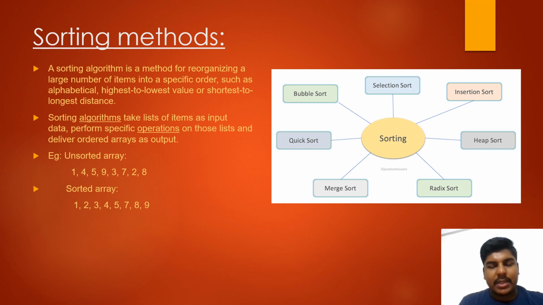And as we can see in this picture, these are some of the types of sorting methods. The first one is selection sort, the next is insertion sort, heap sort, radix sort, merge sort, quick sort, and bubble sort. These are some of the sorting methods used in C programming.